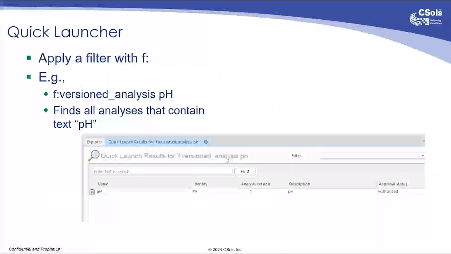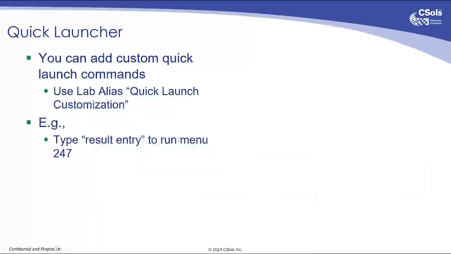So perhaps we want to apply a bit of filtering. So in this case, we could do F colon version underscore analysis and then a PH. So this will throw up a view of the version analysis table, but it would also highlight the rows where we have our pH in, so it will only include version analysis table records which have a pH. So you may be thinking, oh, that's a bit long-winded, but coming up soon, we'll be able to talk about how you can customize it.